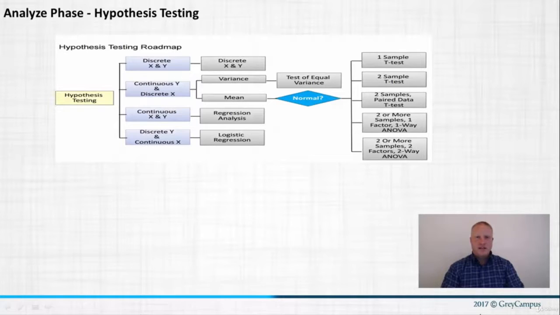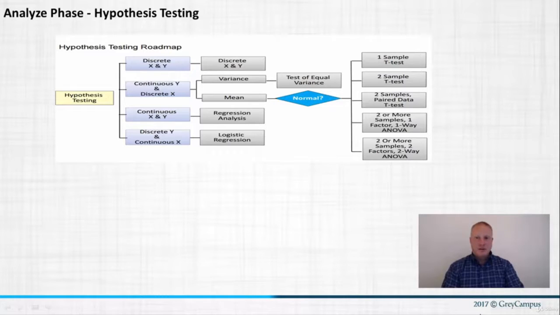There are different tests based on the type of data that we have, as well as what factors we want to compare to each other. So using discrete data, we use a discrete X and Y test. Using continuous and discrete data, we have to determine: are we going to measure variance, spread, or mean, central tendency? If it's a test to determine whether variances are different or not, we're going to have a test for equal variance. If we use the mean, or the middle of our data, we have to determine if our data is normal or not.